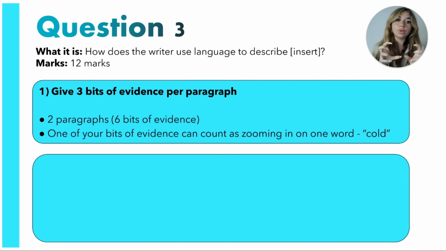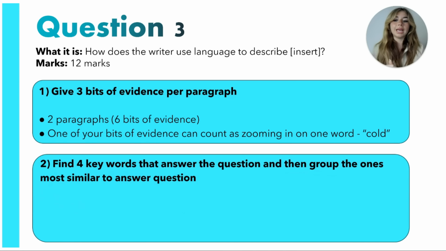For example, like cold. So when I say 6 bits of evidence, I don't want 6 long quotes. Firstly, for language, I don't want any long quotes really. Keep them really short. And then one of your bits of evidence can count to be a one word. So literally picking out one word that supports your point, and that can count as one of your bits of evidence. So in both of your paragraphs, just get a one word bit of evidence and that counts. And because it's 12 marks, if you can have 6 bits of evidence altogether, that should hopefully get you the marks. If you've got a good structure in place, use the sentence starters from the Lightup Hub, then you're sorted.